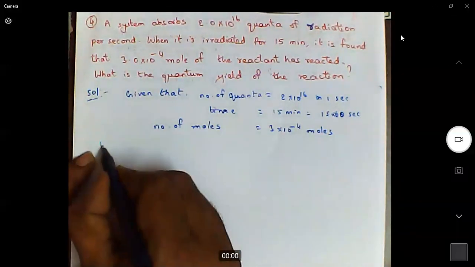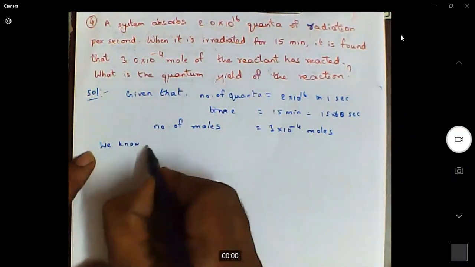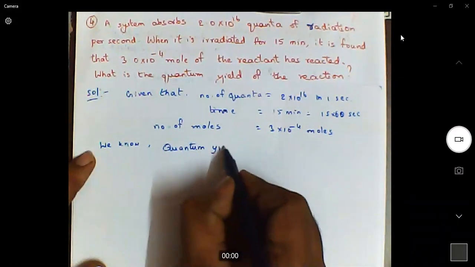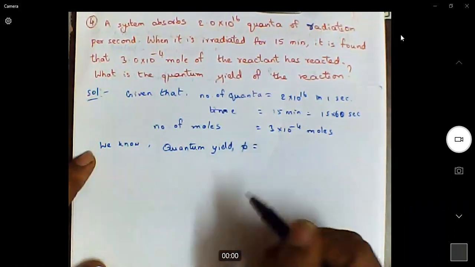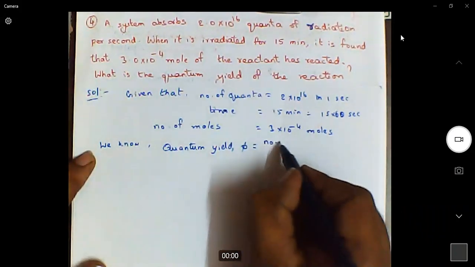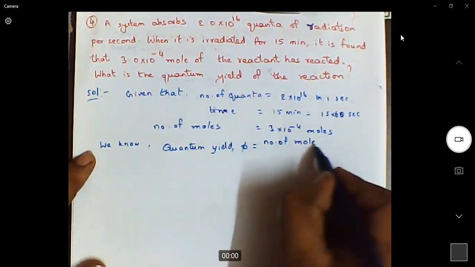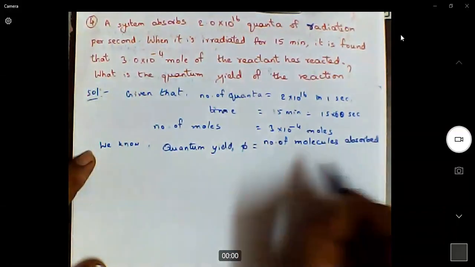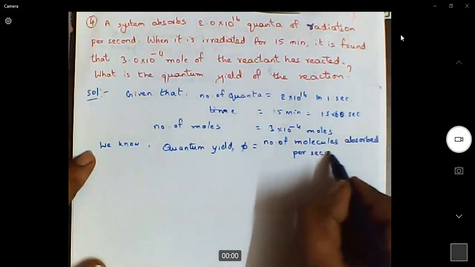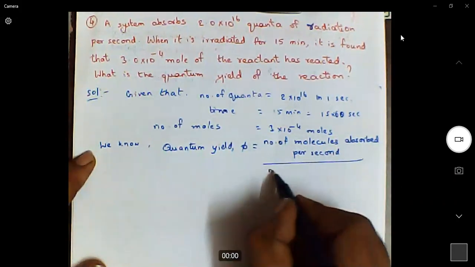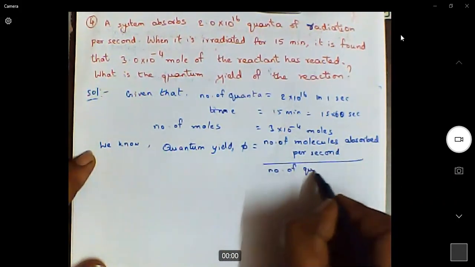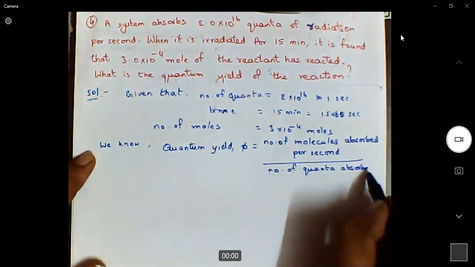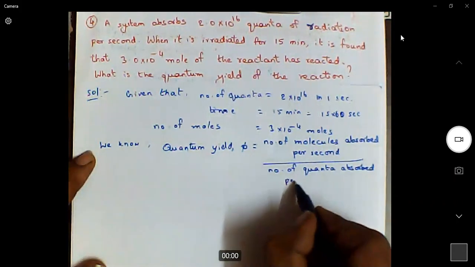Now, we know quantum yield phi is equal to number of molecules absorbed per second by number of quanta absorbed per second.